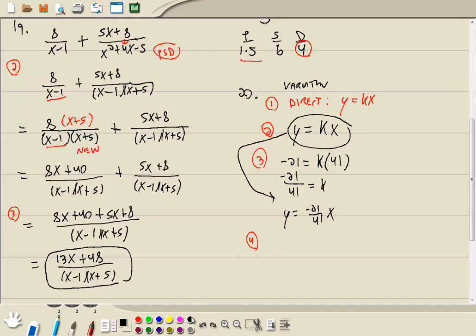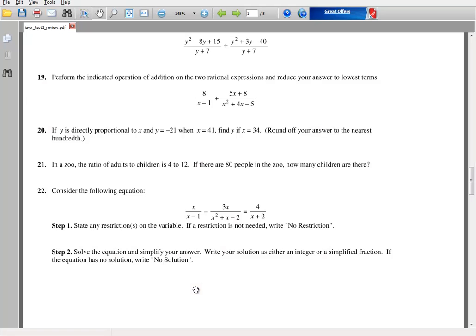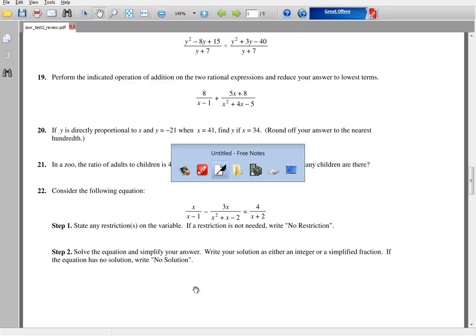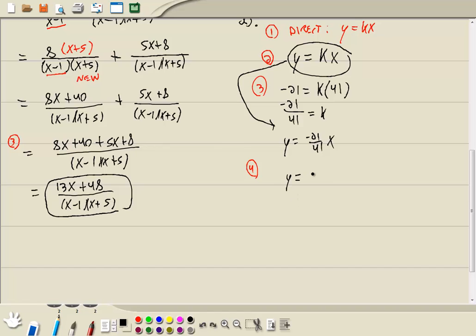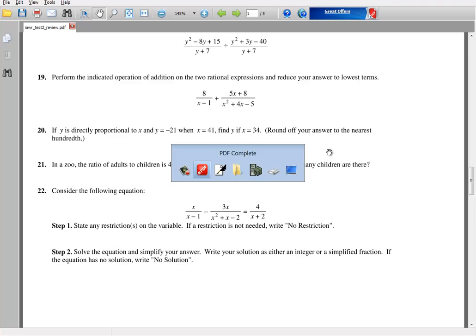And step 4, find what they really want. Let's see, find y if x is 34. So we want to find y, and they're telling us that x is 34. Round off your answer to the nearest hundredth, so round to 2 decimal places.